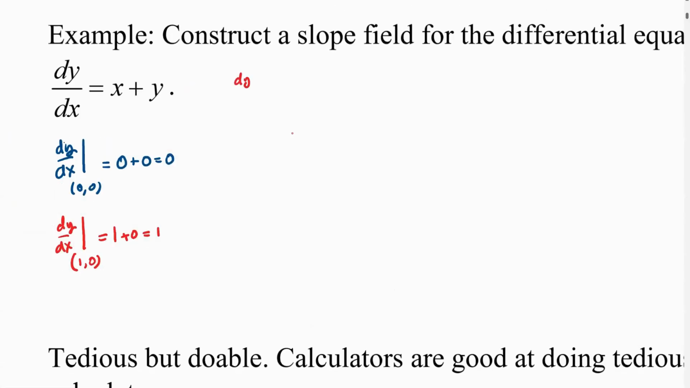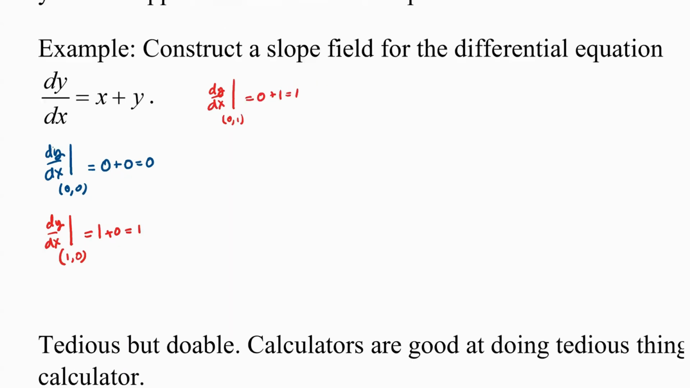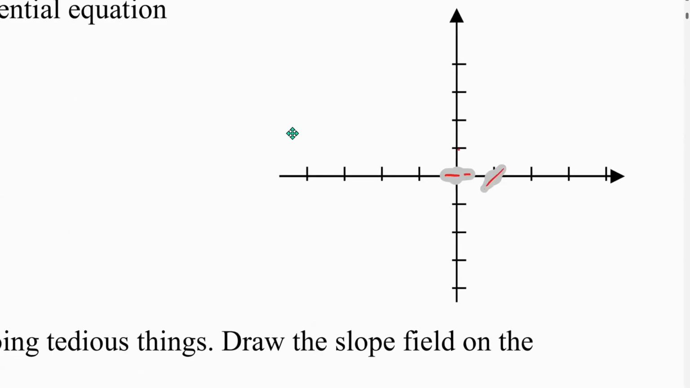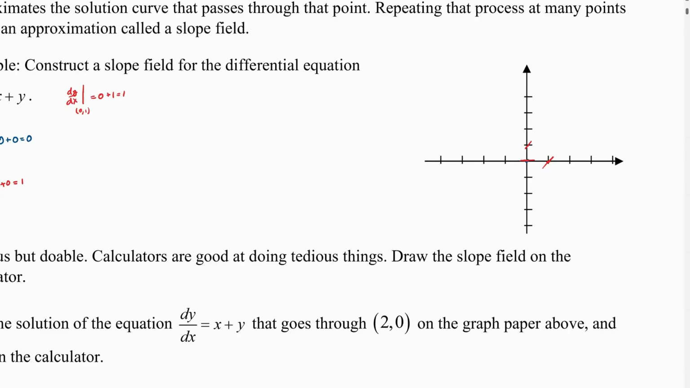Okay, let's do it again. This time, we want to know dy/dx at (0, 1). 0 plus 1 is equal to 1. 1 again. So let's go here, over 0, up 1. You know what I think would happen is if I do this along this diagonal where the x and y values are, let's say at (-1, 2), I get negative 1 plus 2, which is another 1. I think along this diagonal, all of these would be the number 1.